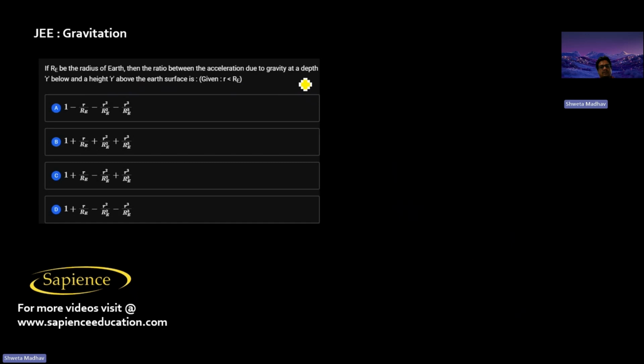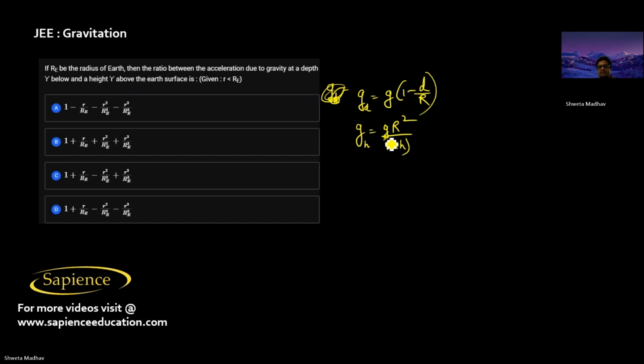Now, the ratio of the acceleration due to gravity at a depth. We know that g at a depth is equal to g on the surface into 1 minus d by R, and g at a height h is given as g into R square by R plus h whole square. But g is the acceleration due to gravity on the surface. So now we have to find g at a depth R by g at a height R, their ratio.